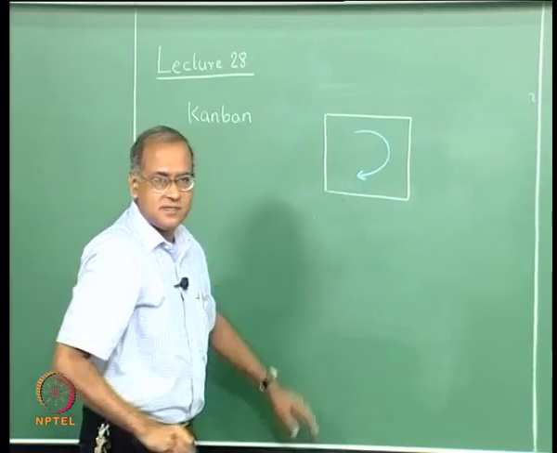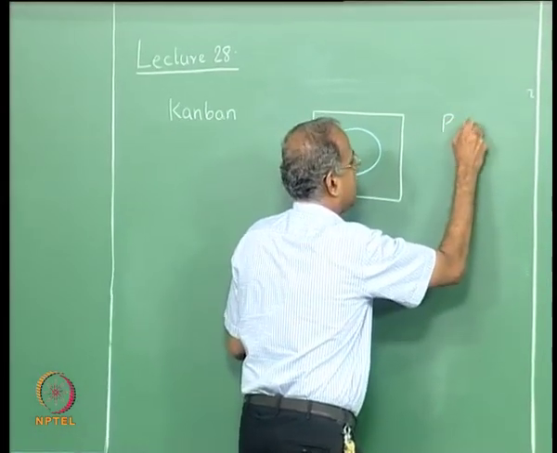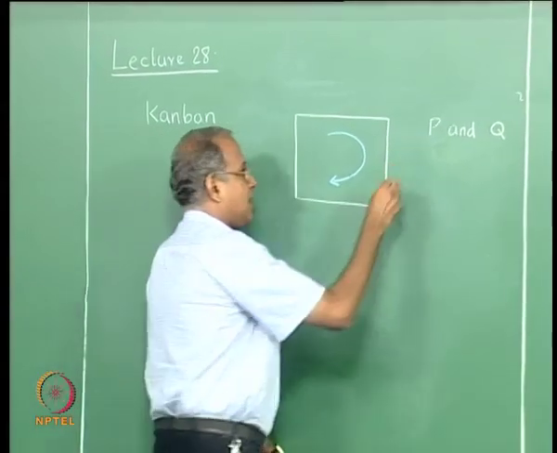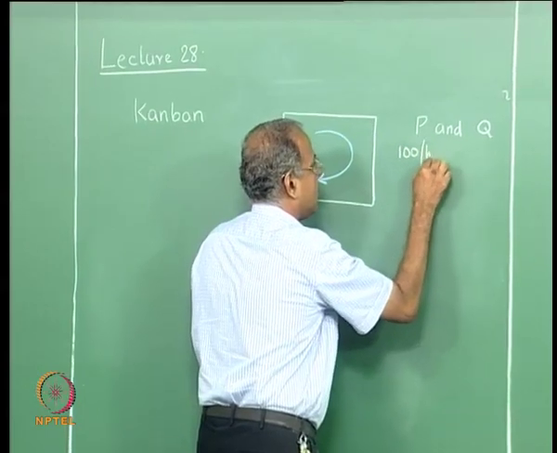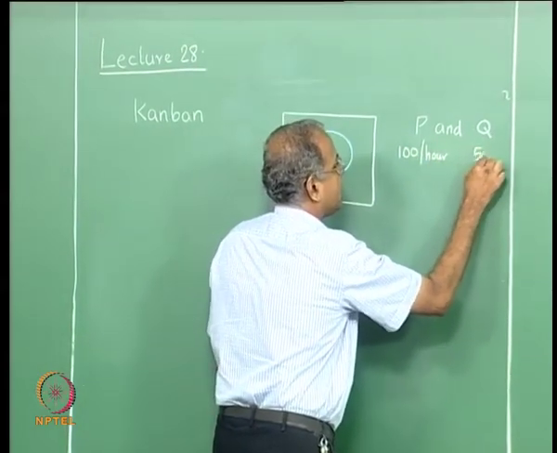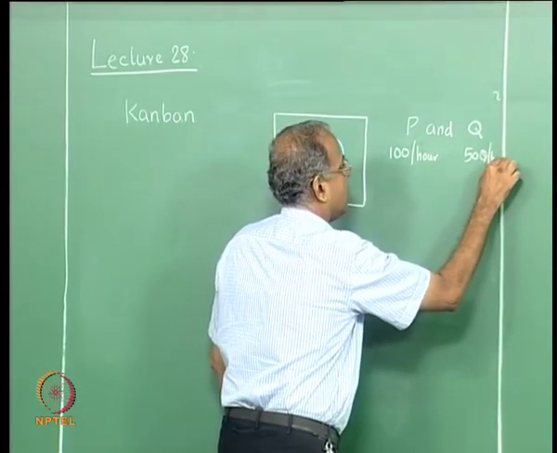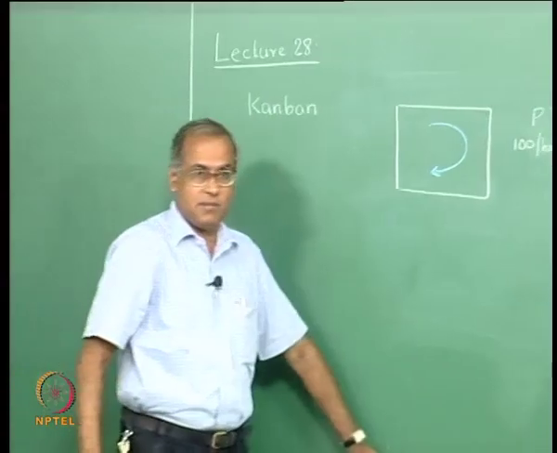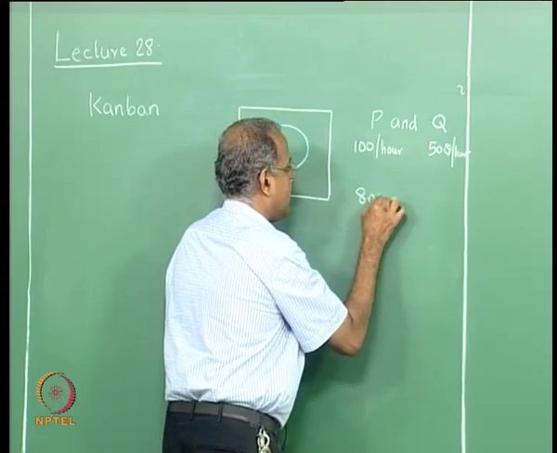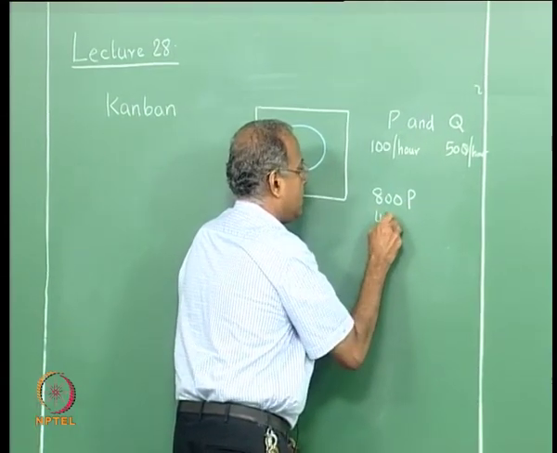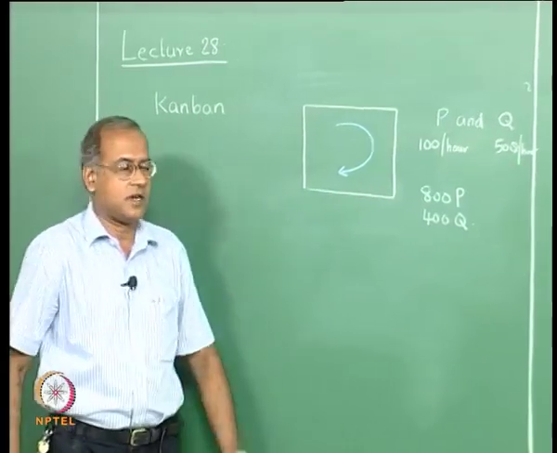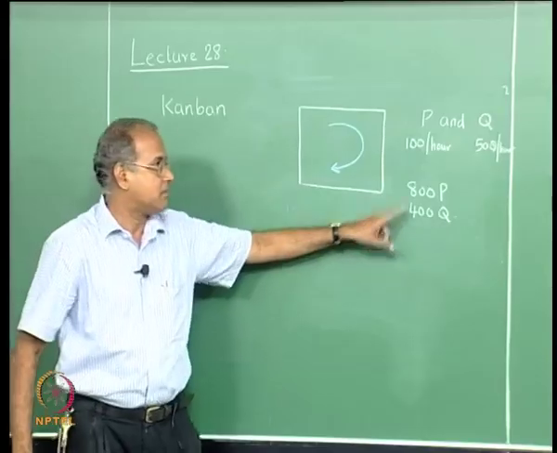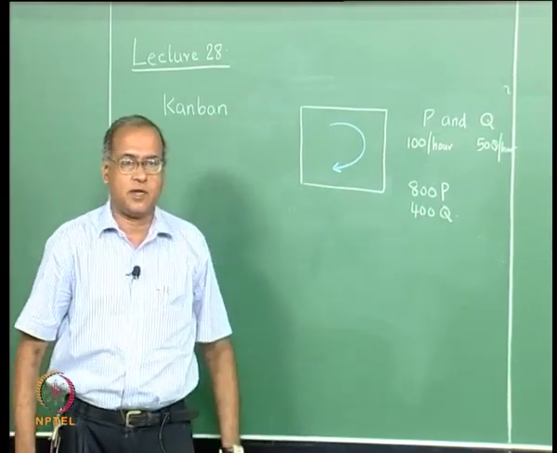Now let us say this cell makes 2 products P and Q. Let us assume that this can make 100 of P per hour and 50 of Q per hour. So my demand today will be 800 for P and 400 for Q, because I need 8 hours to make P and I need 8 hours to make Q. I can make 50 Q per hour, so 8 hours to make Q.